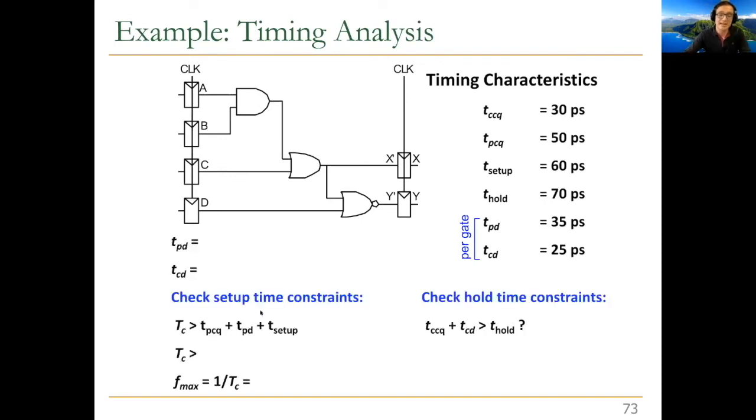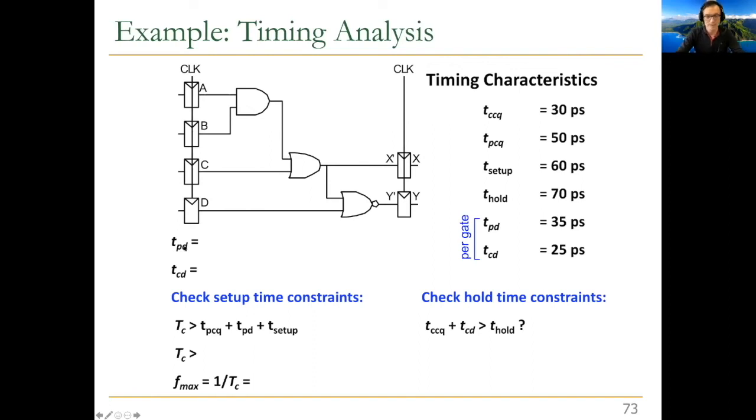So let's take a look at both the setup time and hold time. For this circuit to work, you need to make sure that the setup time constraints are obeyed and the hold time constraints are obeyed. And these are the equations that I showed you earlier. T clock cycle time must be greater than the summation of PCQ, PD, and setup, and TCCQ plus TCD must be greater than the hold time. And I've given you all the reasons for it. Now let's calculate the PD and CD over here. We're already given the TPCQ. It's 50 picoseconds over here. And we're already given the setup, CCQ, and hold as well.